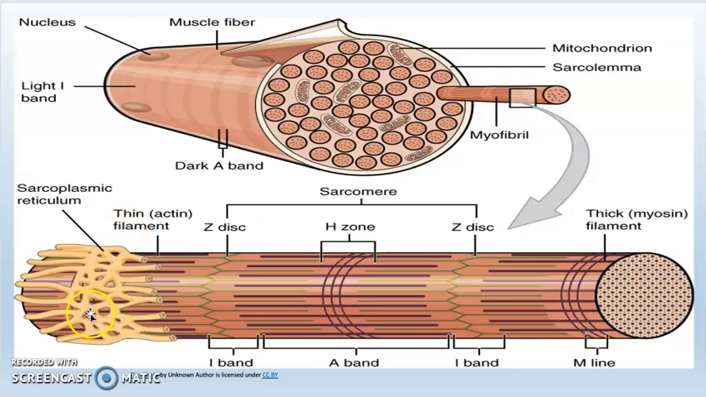But while we are on this slide, I wanted to point out the sarcoplasmic reticulum. That is the area where calcium, which is very important for the contraction of muscle, is stored and released. Normal cells have endoplasmic reticulum, but when this endoplasmic reticulum is found in the skeletal muscle, we call it sarcoplasmic reticulum.